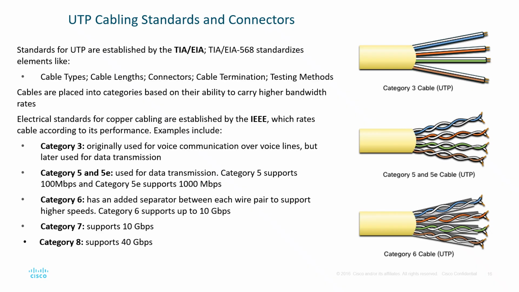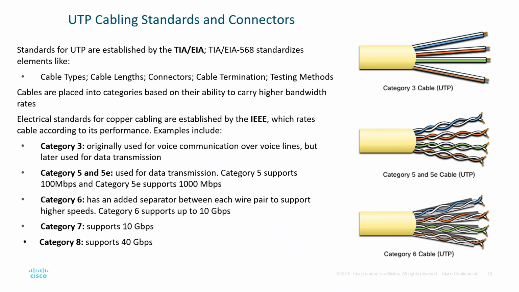Cables are placed into categories based on their ability to carry higher bandwidth rates. Electrical standards for copper cabling are established by the IEEE, which rates cable according to its performance. You start off with what used to be the standard, which is Cat 3, originally used for voice communication over voice lines, but later used for data transmission.